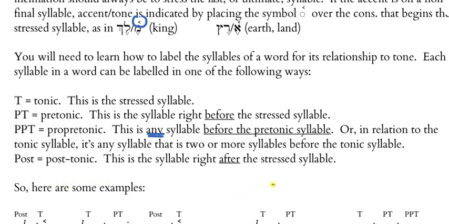Now, there is a requirement in Hebrew that you can only stress the last syllable or the second to the last syllable. You won't see a stressed syllable anywhere else. So it's either the last or the second to the last. That's why you'll never have multiple post-tonic syllables, though you could have several pre- and propretonic syllables. If the stress isn't on the final syllable, it'll be on the one right before the final, so there will only be one post-tonic syllable.